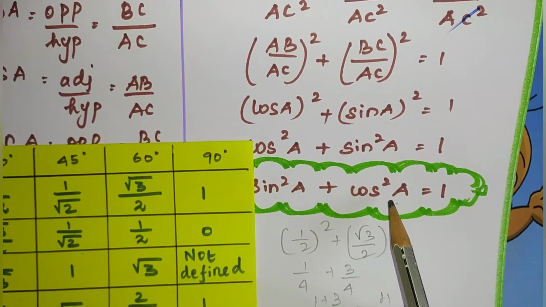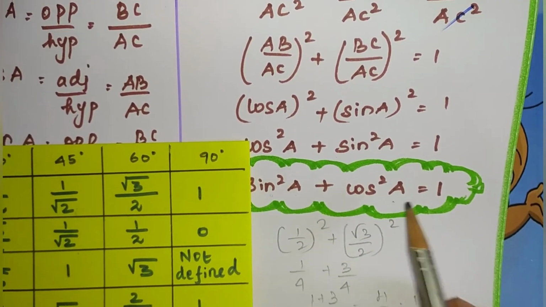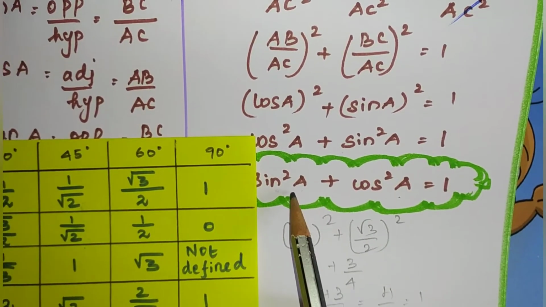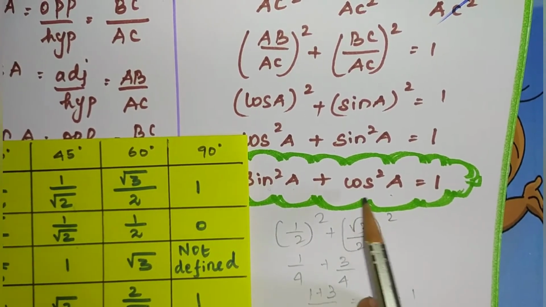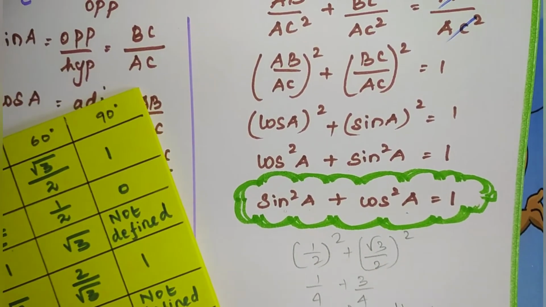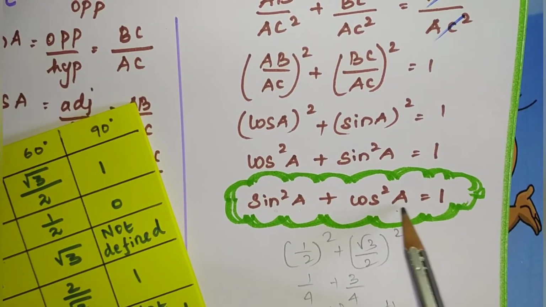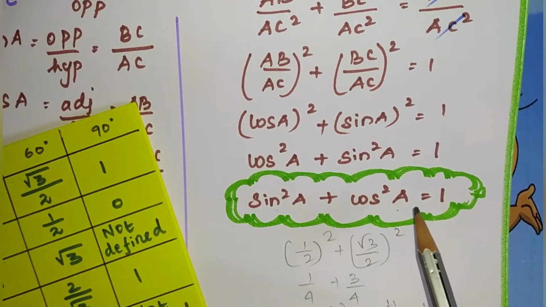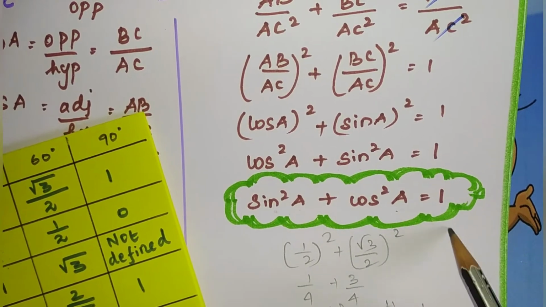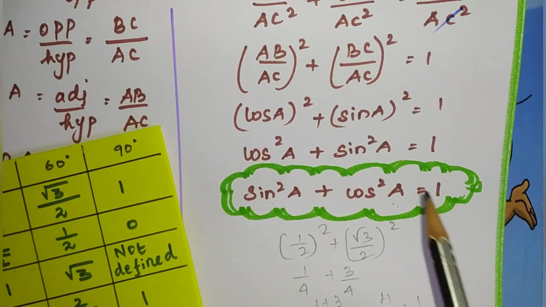Clear? It is true for 45 degree, 60 degree, as well as for 90 degree. Take 90 degree: sin 90 degree is 1, cos 90 degree is 0. So 1 plus 0 is automatically 1. So this is true for all angles A such that 0 degree is less than or equal to A, less than or equal to 90 degree. So this is a trigonometric identity.